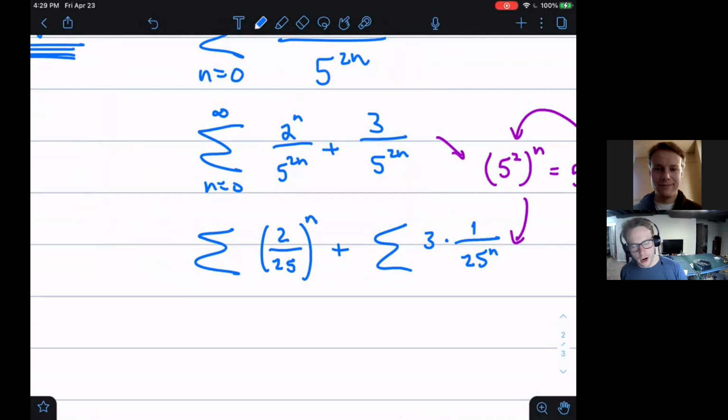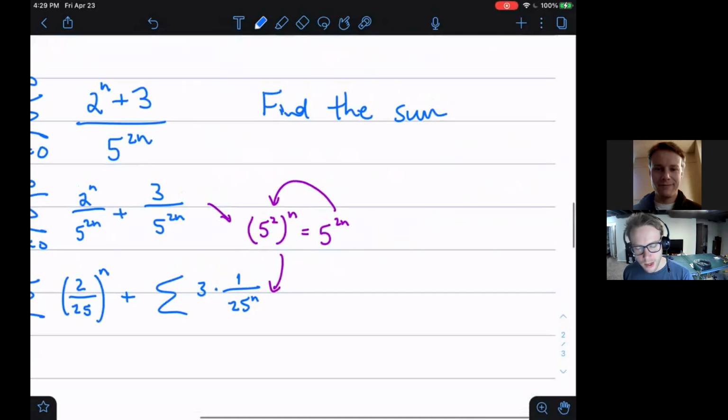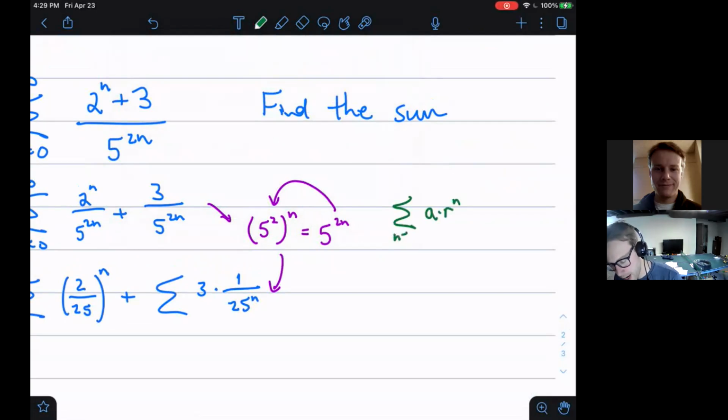And if you'd like to, our formula for the geometric series, just as a reminder here, says that if you're summing up a times r to the n, from n equals 0 to infinity, this is equal to a divided by 1 minus r. So this is going to be our main formula that we're using in order to evaluate this.